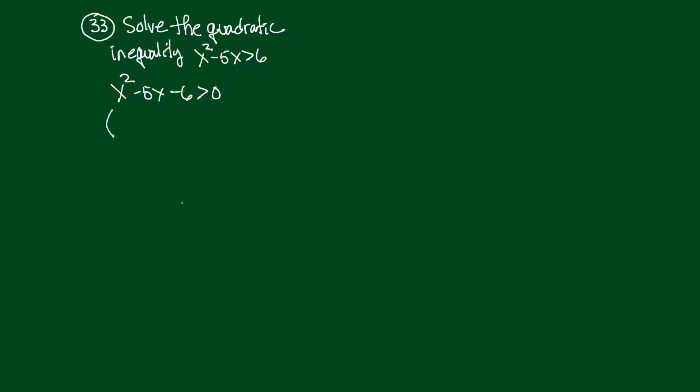So let's factor. We'll write our two parentheses, anticipating we can factor it. Don't forget the greater than 0. We'll have x and x. Now for that 6, do you want to use a 3 and a 2 or a 6 and a 1? Well, it turns out to be a 6 and a 1, minus 6, plus 1.